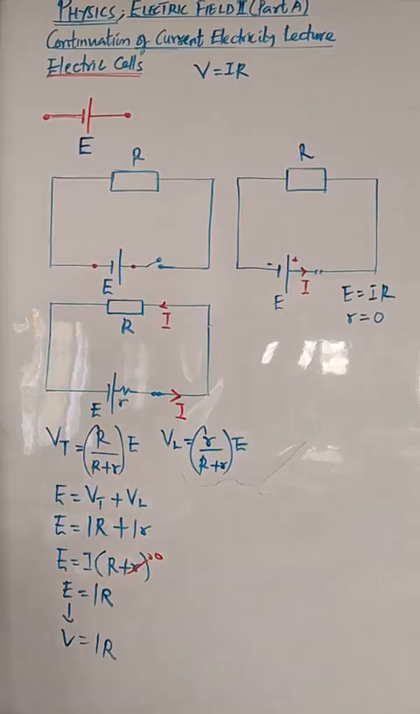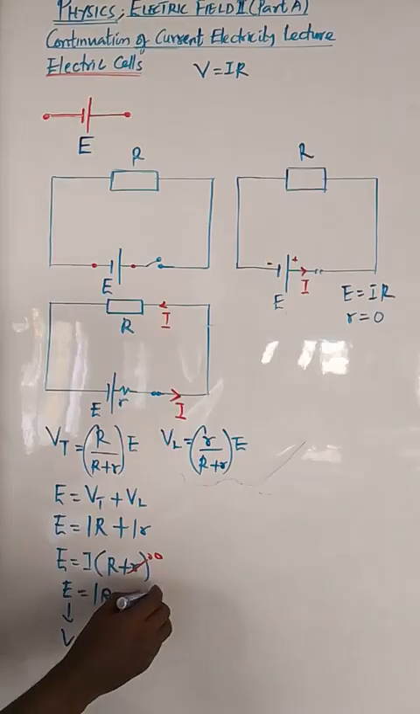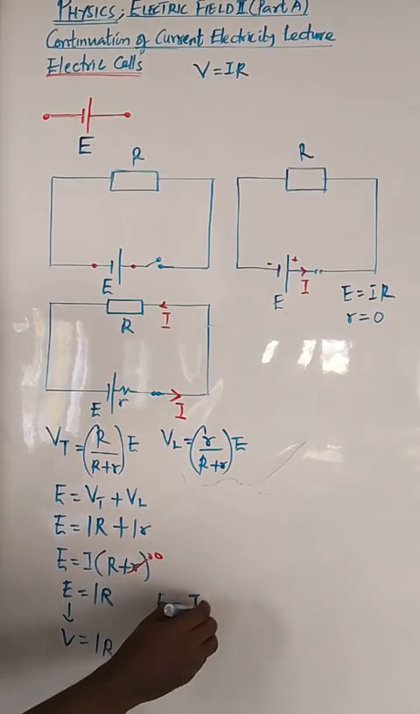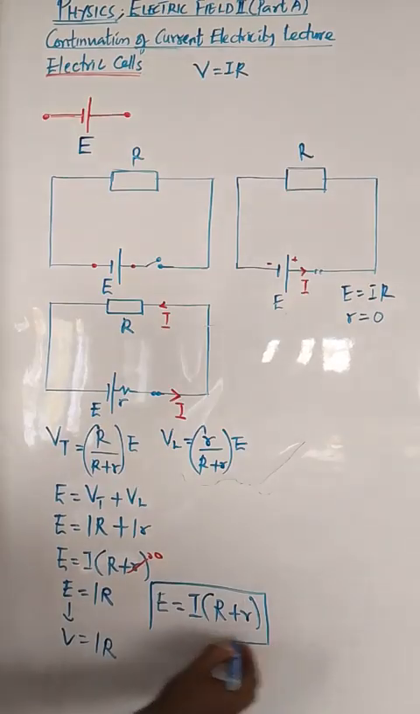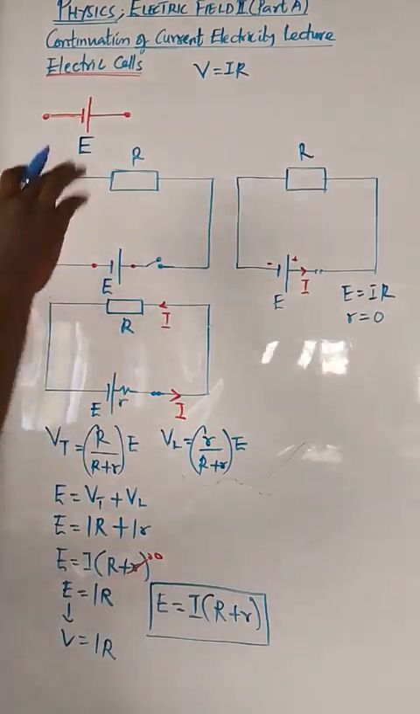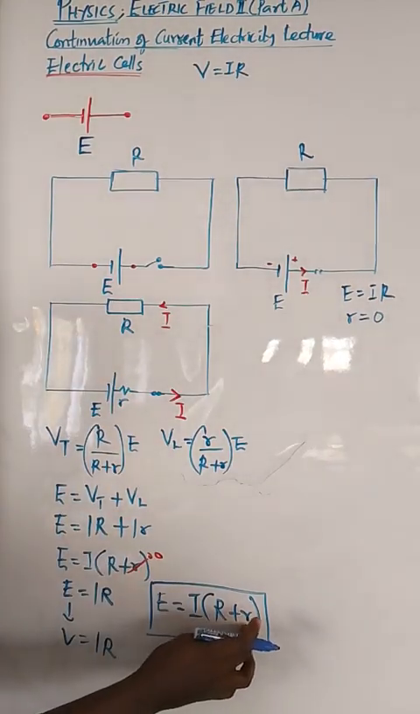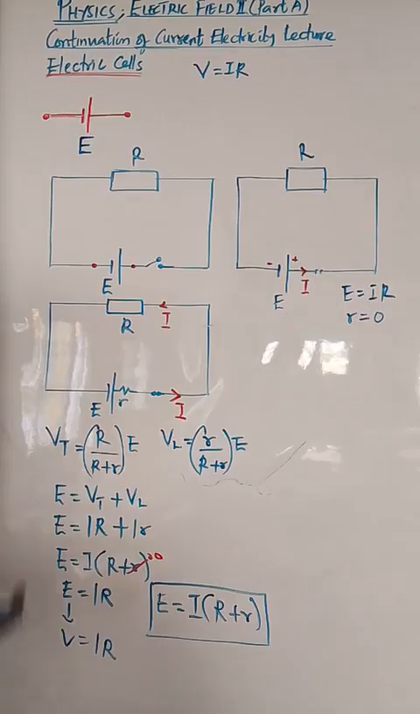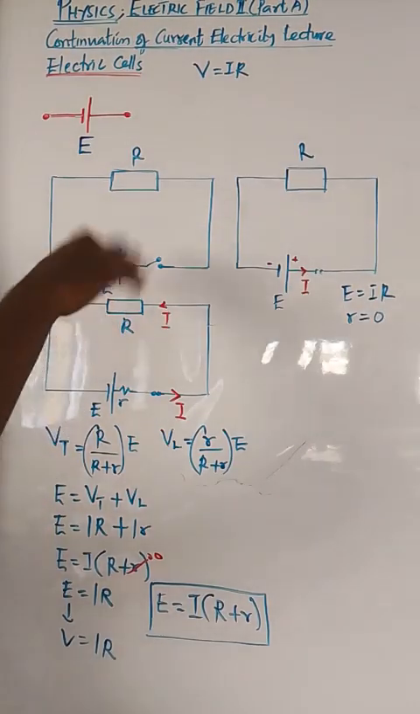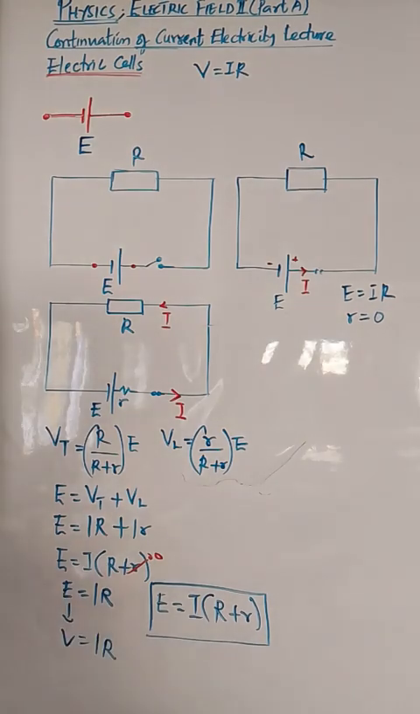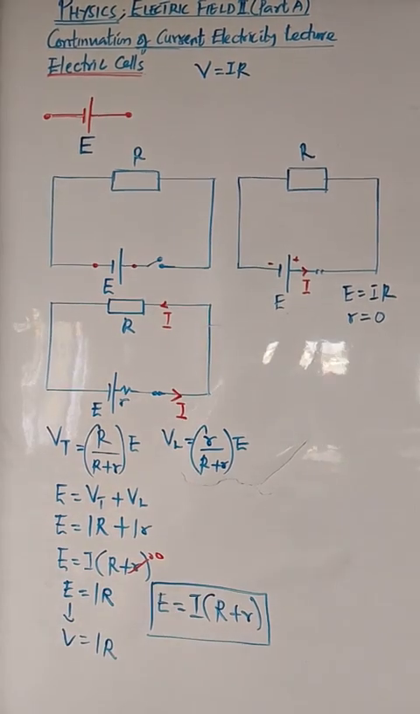If it is not neglected, we have to consider it. So now for a cell, the EMF equals the current supplied times R plus small r. Big R is the resistance of the load supplied to the external circuit, while small r is the internal resistance of the cell. And this is the voltage drop outside, supplied to the external circuit. This is the loss voltage. You will understand it better with an example.